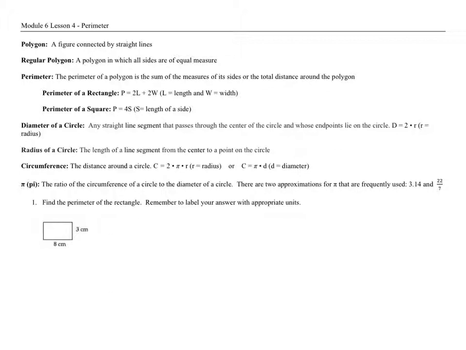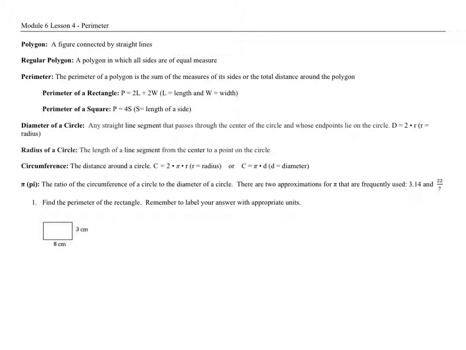Lesson 4 in Module 6 is all about perimeter, finding the distance around a shape. A polygon is a figure connected just by straight lines. For example, an octagon or a stop sign would be an example of a polygon. A regular polygon is a polygon that has all sides the same. Now, perimeter, we want to get the distance around a polygon.